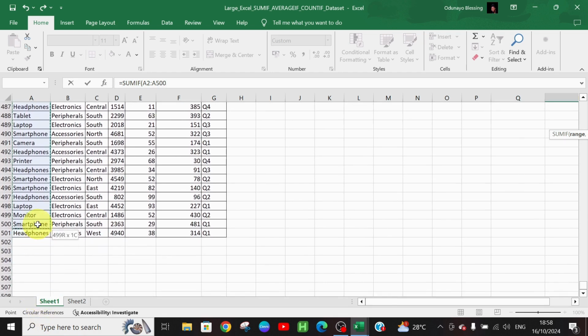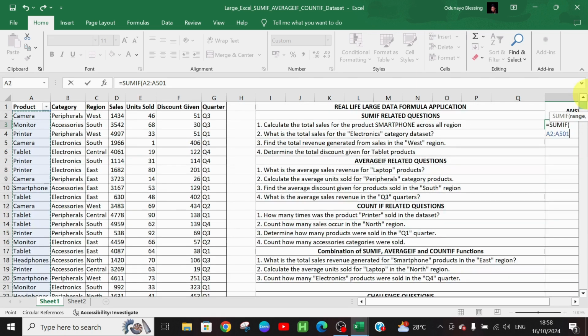Now, we can just highlight this, and with this we already have our range of the cell, which is A2 to A501. I intentionally highlighted it down so that we'll see the limits of what we are looking for, but it's not compulsory that you do that. There are shortcuts to that which I will be using later. Now the next thing is the criteria: smartphone.